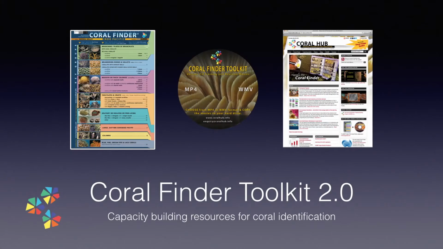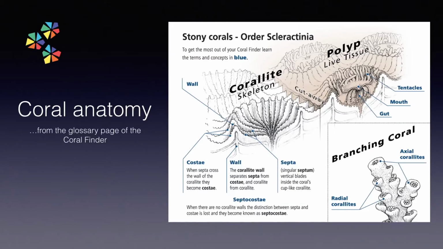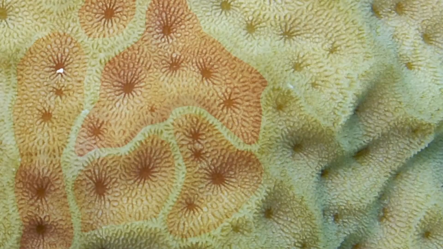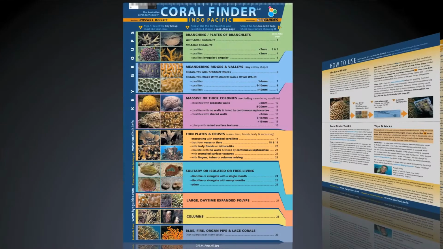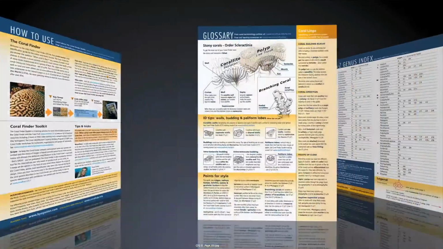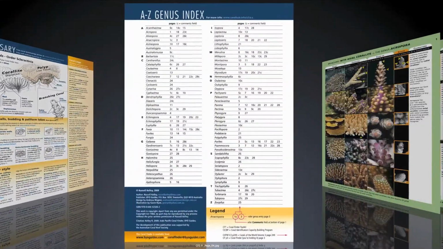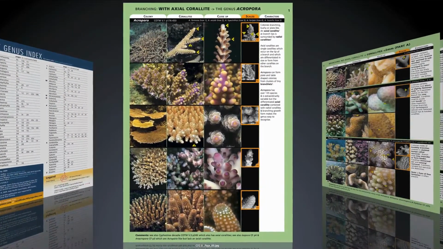Welcome to the third training movie in the Coral Finder Toolkit 2.0 training movie series. In the previous movie, we were introduced to the terminology required to use the Coral Finder and some of the tips and tricks you need to understand to get good at Coral ID. In this movie, we will explore the basic structure of the Coral Finder itself and learn the workflow for identifying branching corals.